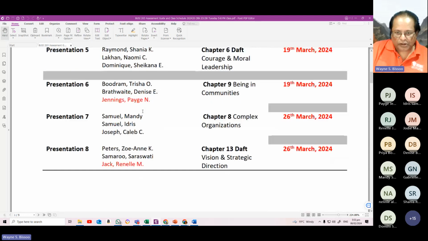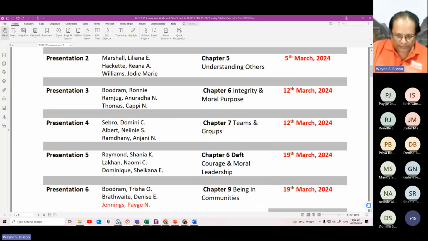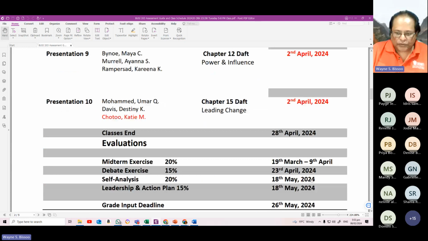It is going to focus on, yeah, chapters 6 and 7, teams and groups, and integrity and moral purpose. These two chapters are going to be the focus of the midterm exercise because of their relative importance in the scheme of things around us, which is why it is scheduled, and that is not like a one and done.